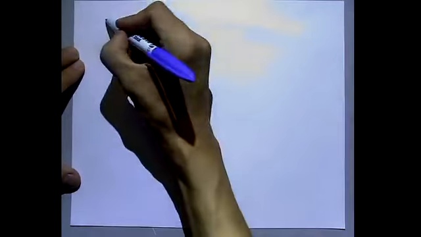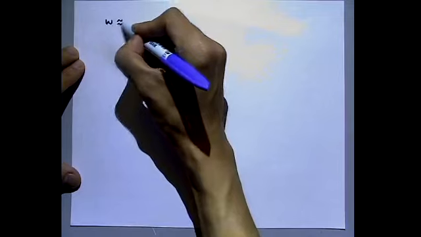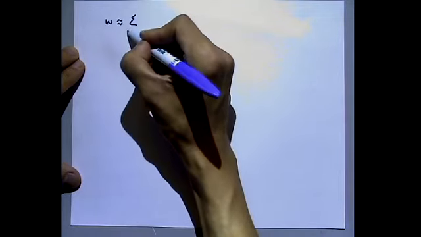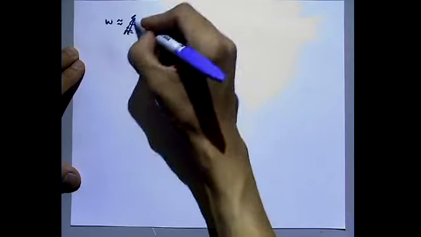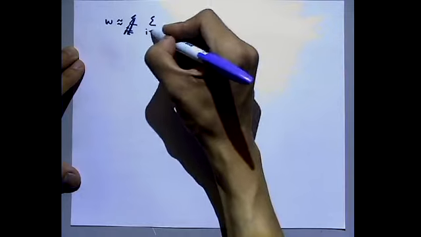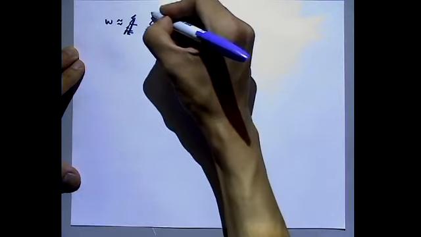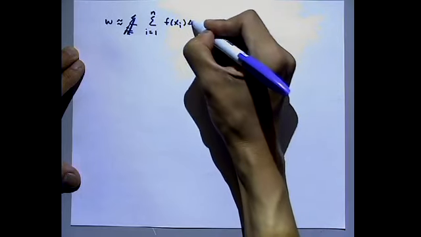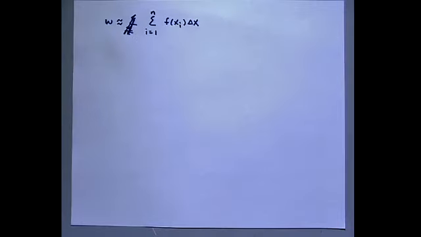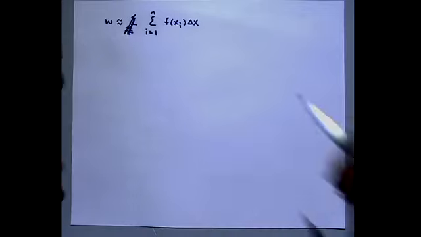So what we have here, let's write work, is approximately equal to, I'm going to use the sigma notation here. I'll write this down first and then I'll explain what it means. So how many people have seen sigma notation? Okay, most of you. So this means we're adding up stuff.